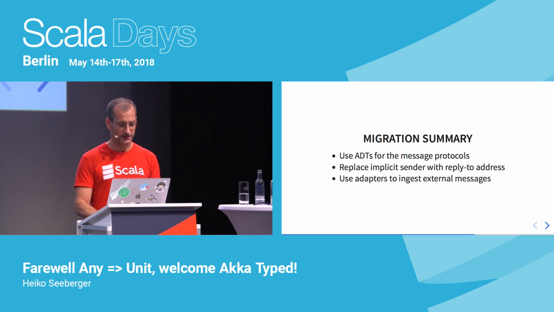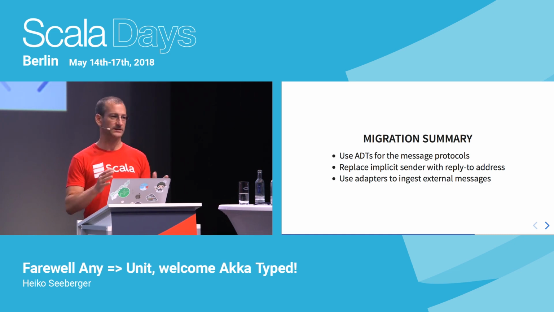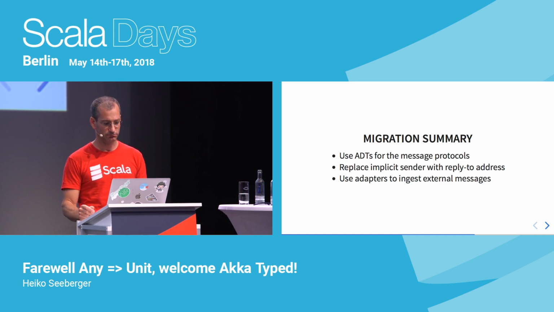You have to replace the implicit sender with an explicit replyTo address or ActorRef. And if you want to consume messages that are defined on some other actor, you need to use those message adapters. And that's essentially the tweaks you have to apply.